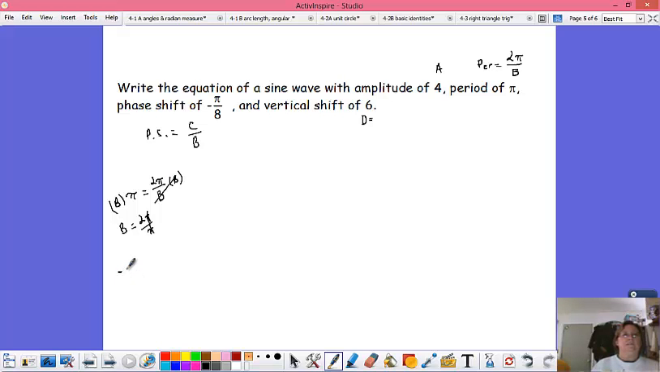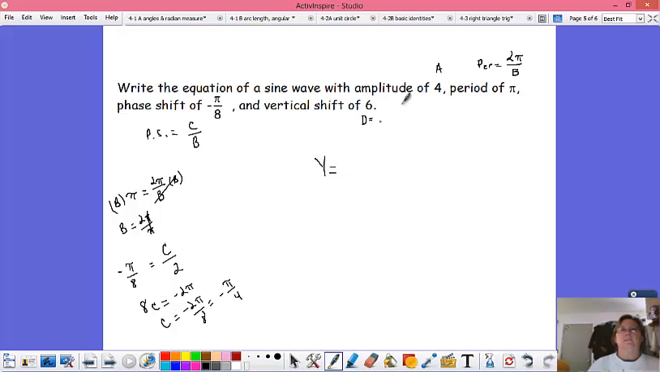The phase shift in this one is -pi over 8, and that has to equal, folks, c over b. Well, we just found b to be 2. This is a proportion, so I'm going to cross multiply. 8c will equal -2 pi, and divide to get c. That's -2 pi over 8, or -pi fourths. All right, I believe we have a value for A, a value for B, a value for C, and a value for D. We're ready to write this.